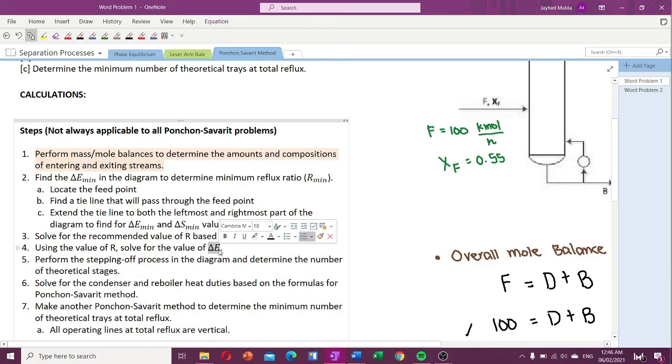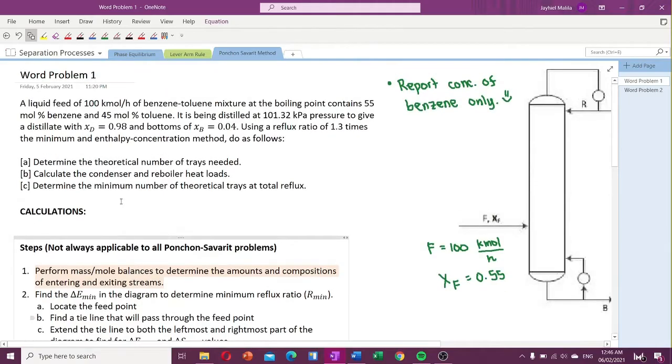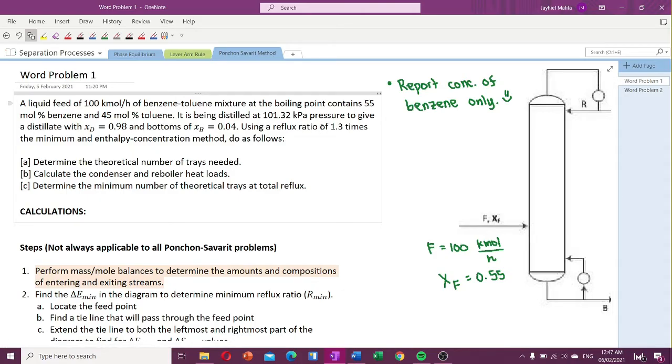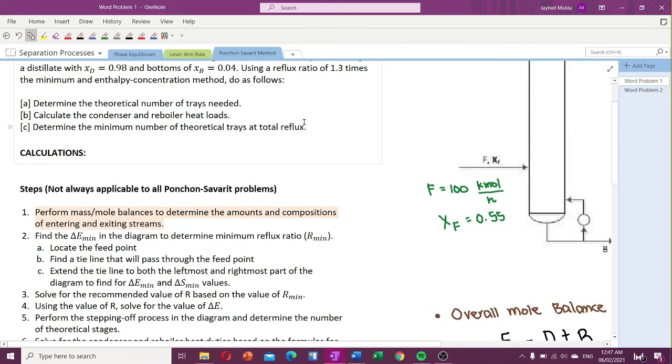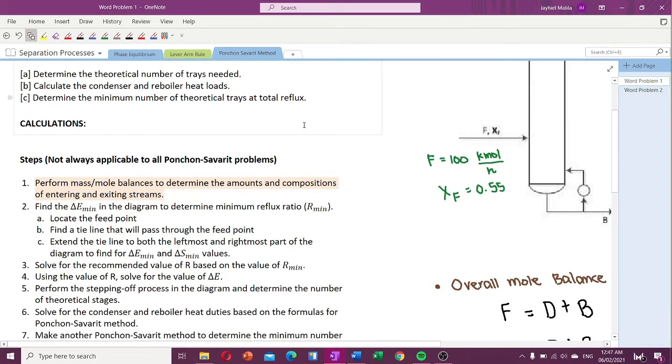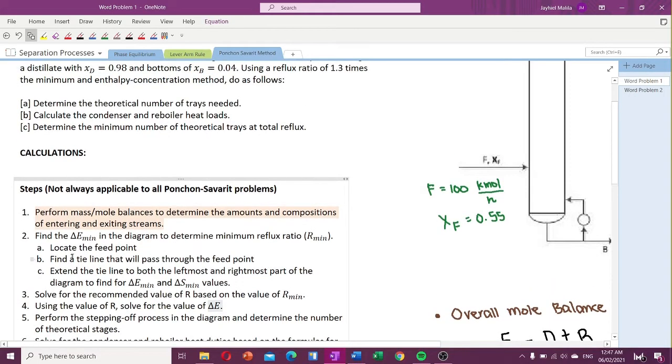That's the important thing. The challenge here in the problem is that we are forced to determine the value of R min, because if we know the R min, we can know the value of R, and if we know the value of R, we can then solve for the value of delta E. And that's the only way that we can start doing the stepping off for the actual number of trays. So let's start in this one.